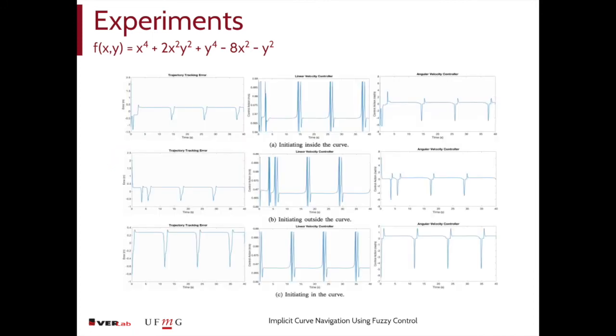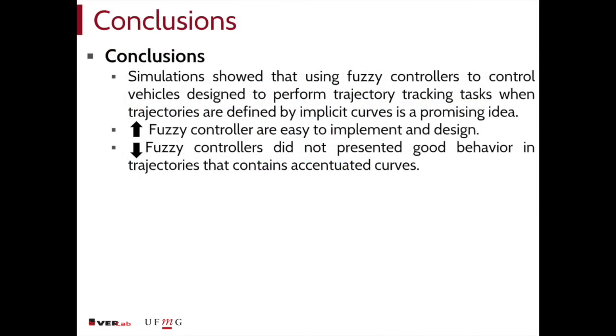Both the actuators continue to present oscillation during the tracking task, as can be seen in figures A, B, and C. This problem occurs mainly when the vehicle approaches the two more sharpened corners in the middle of the curve, even though the oscillations' magnitude is small, which makes the controller's application feasible in a real vehicle. They are not desired. Simulations show that using fuzzy controllers to control vehicles designed to perform trajectory tracking tasks when trajectories are defined by implicit curves is a promising idea.